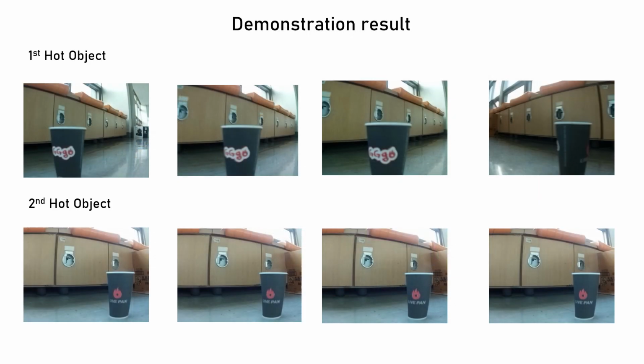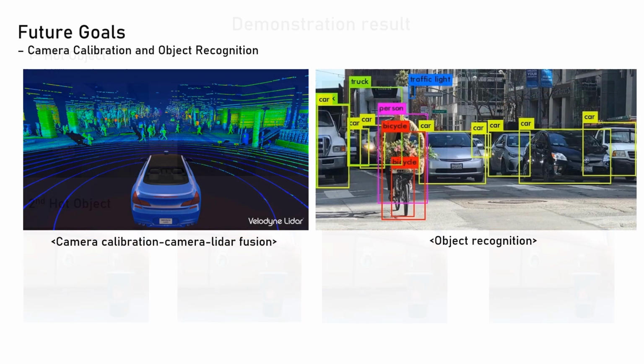See the demonstration result. You can see the first and second hot object pictures were taken very nicely as intended. In the future, we would like to use the camera for actually measuring the object in front of it using camera calibration, and also we would like to use object recognition for better performance at searching.